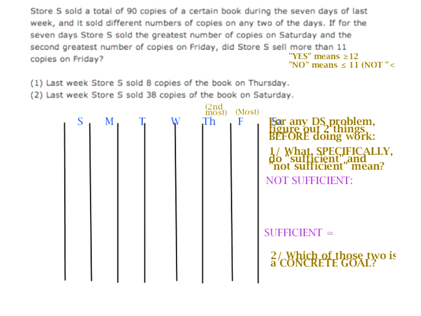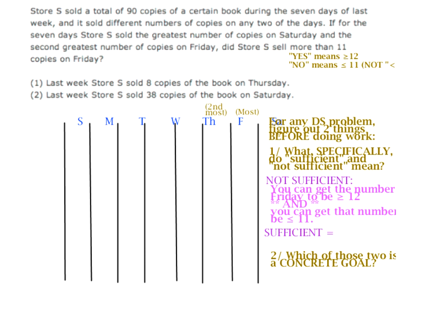So not sufficient means that you can get both of these to happen. It means you can get the number on specifically Friday to be 12 or more, and you can get that number to be 11 or less. This is what you want to do.